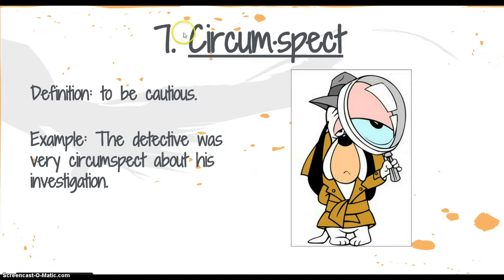Our next vocabulary word is circumspect. You're going to write the word circumspect in your word wall, and you're going to separate the prefix from the base word right here. The definition is to be cautious. Example, the detective was very circumspect about his investigation. And I've included this picture.